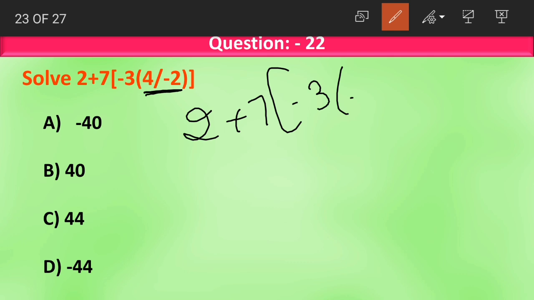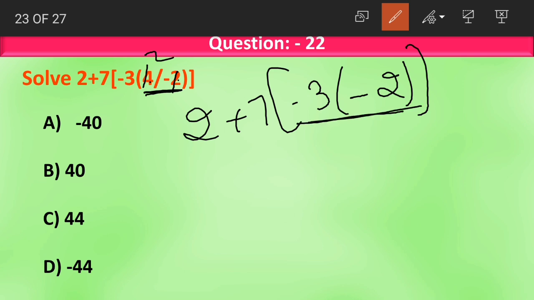How do we solve 4 by minus 2? First, let us solve the signs. 4 is positive and 2 is negative. In multiplication and division, when signs are different, the answer will be negative. Now, what is 4 divided by 2? 4 divided by 2 is equal to 2, as we know 2 2s are 4. So 4 divided by 2 will be equal to 2, right?